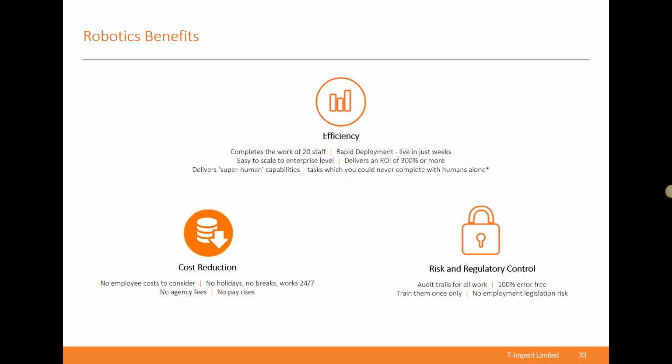And then risk and regulatory control. I haven't talked a lot about this up until now, but the great thing about robots is they are predictable. They do predictable things. They do what you tell them to do, and they're auditable. Everything is stored. All of the audit trails for all of the work is stored and accessible. And you only have to train them once. There's no risk in terms of employment legislation. And what they do is 100% error-free. So that can give you huge value where quality is important in your organization.